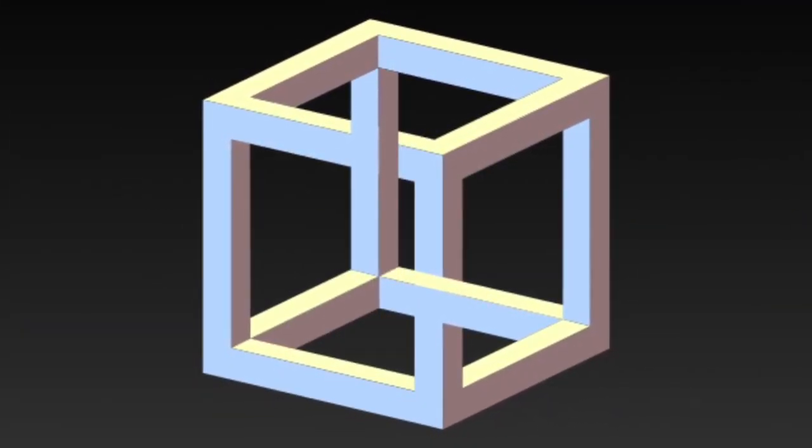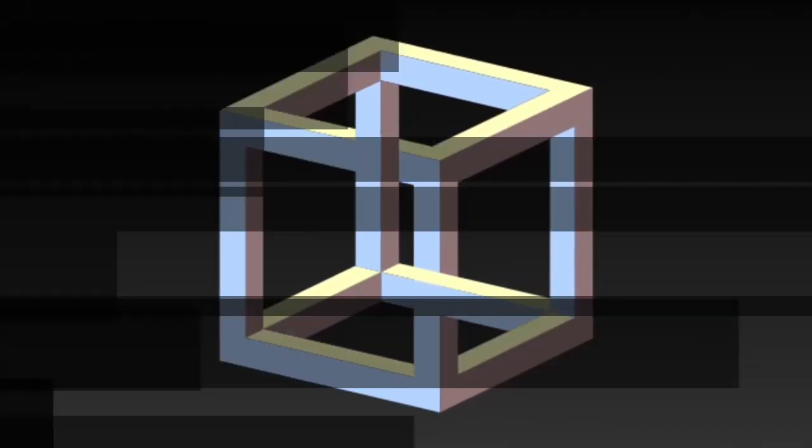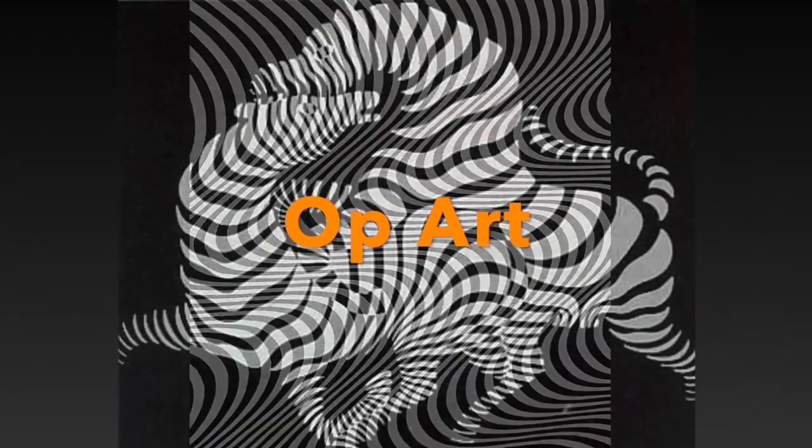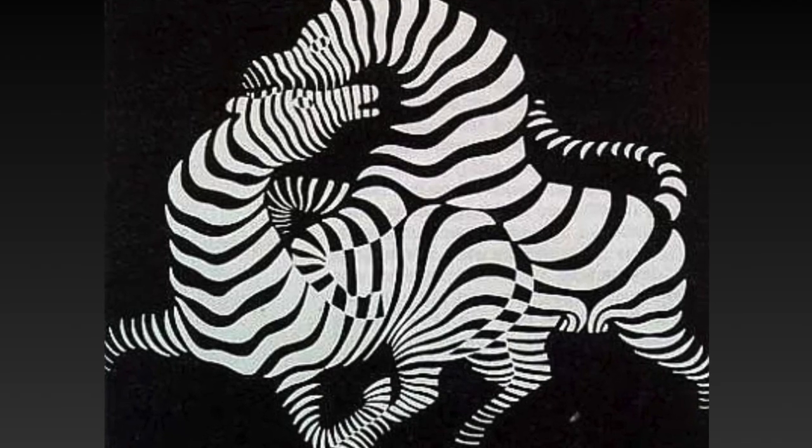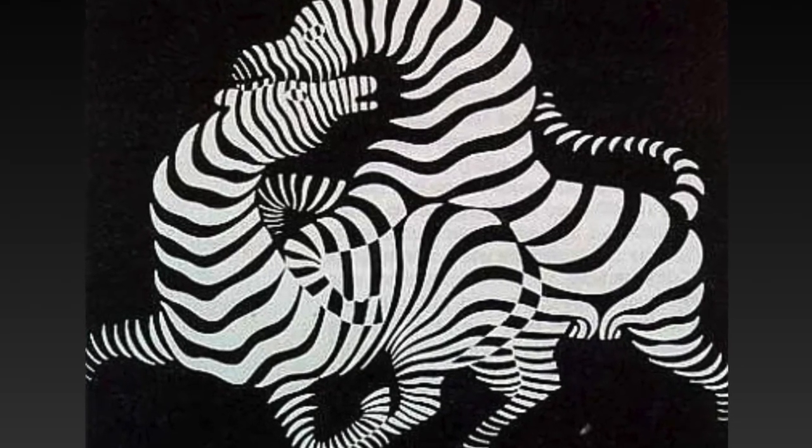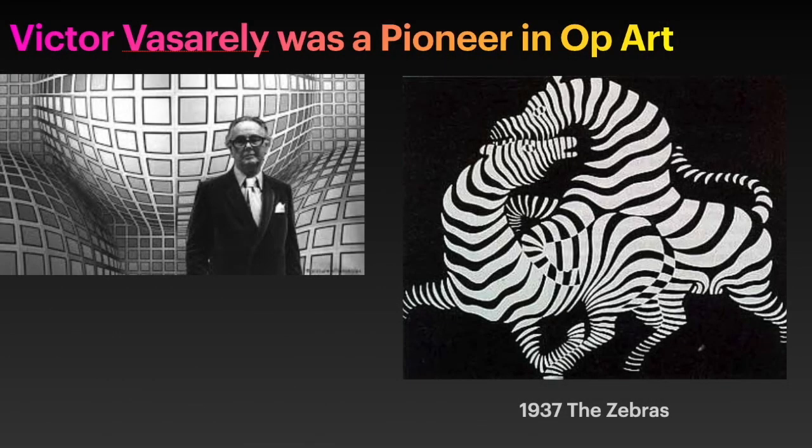Sometimes when people talk about this kind of art, they shorten it from optical illusion art to op art. Op art started appearing a little less than 100 years ago. This picture of zebras was done by an artist named Victor Vasarely. He was considered a pioneer in the abstract art movement.